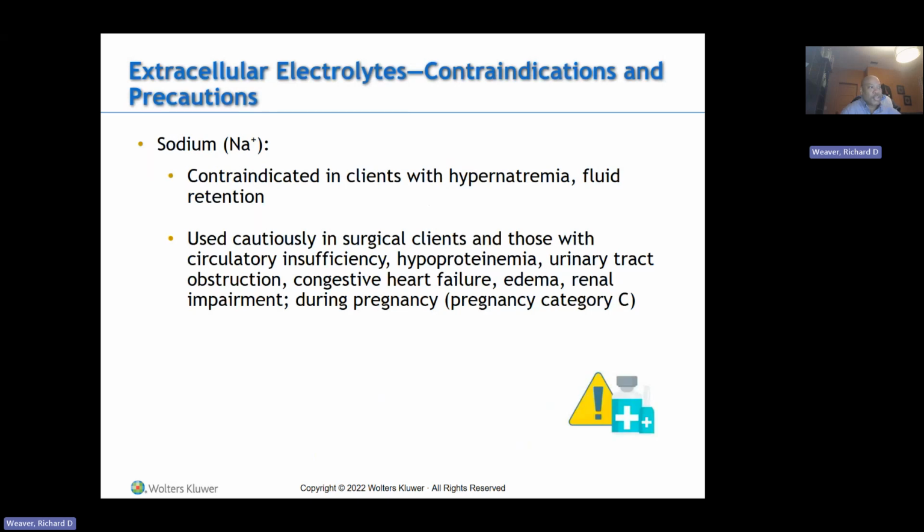Urinary tract obstruction, heart failure, definitely heart failure and edema, because more fluids will be pulled into the vascular space and stress the heart even more because the heart can only handle so much volume. Sodium will cause more volume to enter into the vascular space. Renal impairment, remember that's the job of the kidneys, is to regulate fluid and electrolytes, and also pregnancy category C.